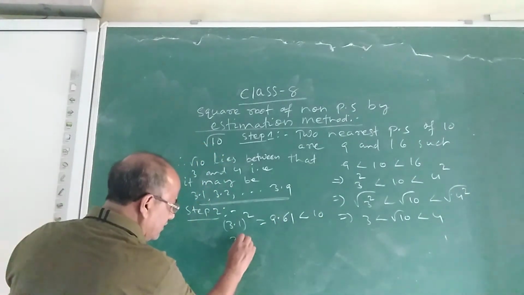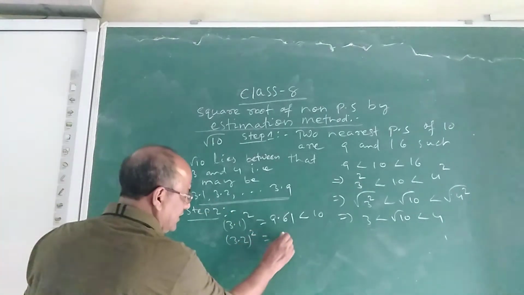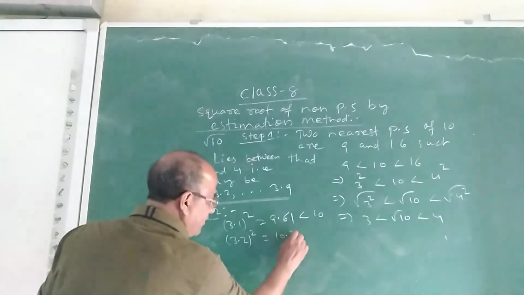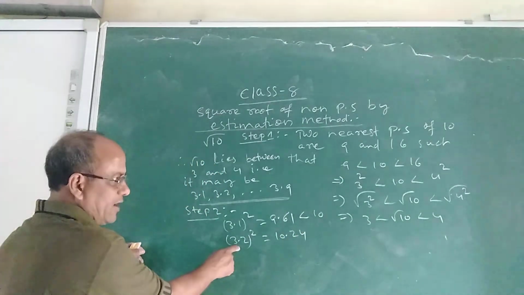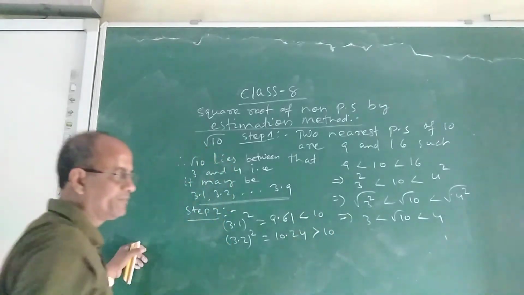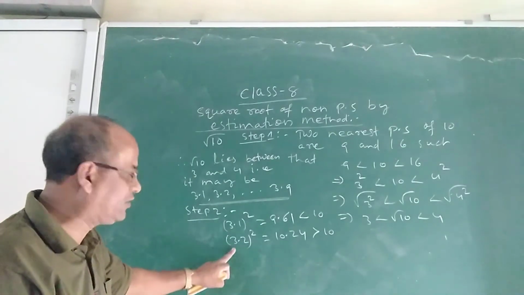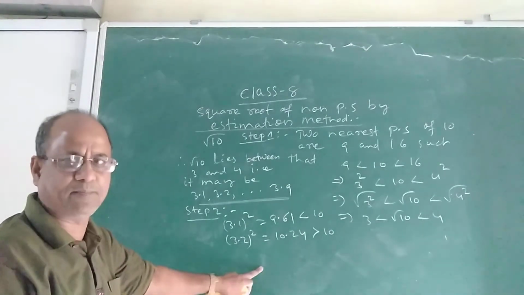Then you find out the next possibility: 3.2 square. So it will be 10.24. See, the square of 3.2 will be 10.24 and it is greater than 10. So after this there is no need to test. There is no need to find the square of 3.3, 3.4, etc.